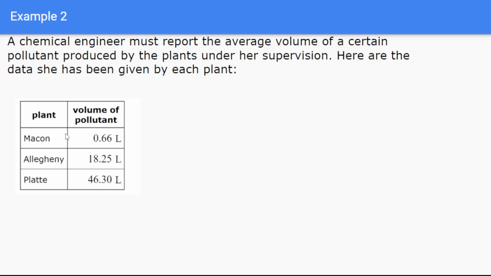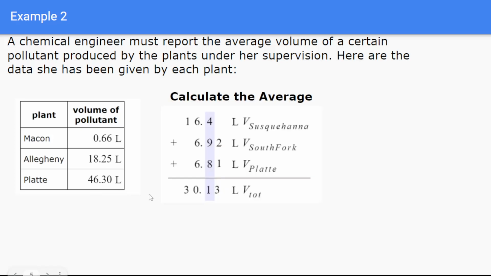Okay, this example is way easier. We have 3 different measurements. We're going to get the average. Piece of cake, right? Calculate the average, look at our place value. Since we're just adding, we have to add first before we get the average. And that gives us the tenths place, which would be 1, 2, 3 sig figs.